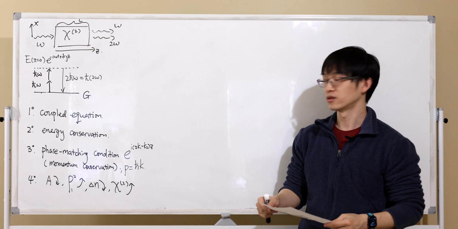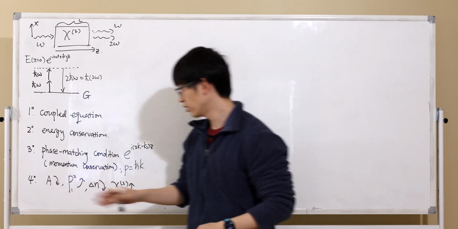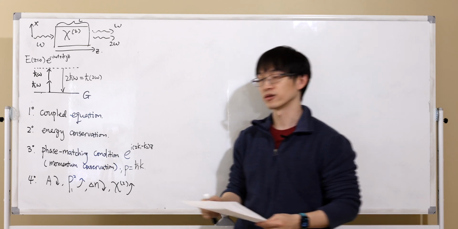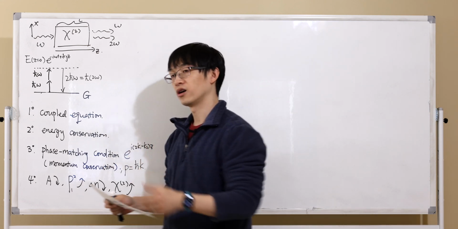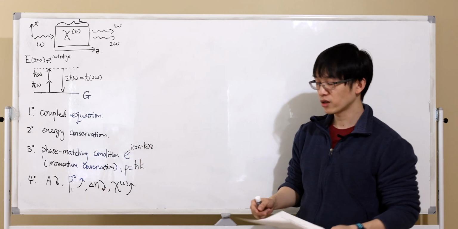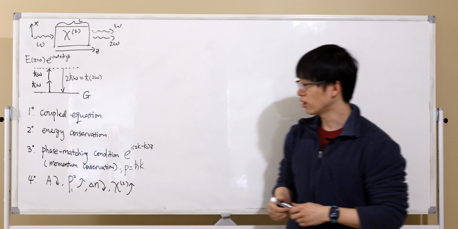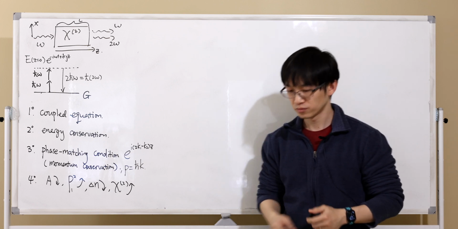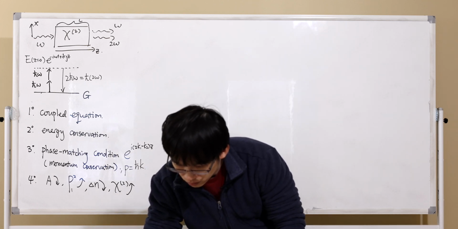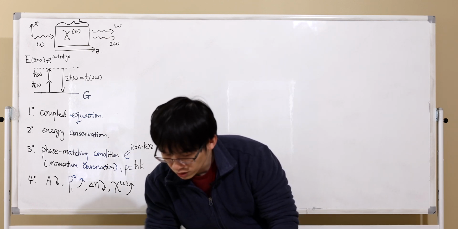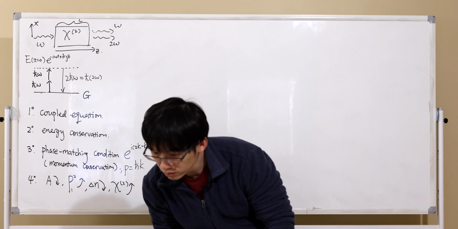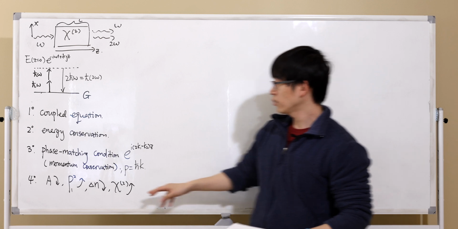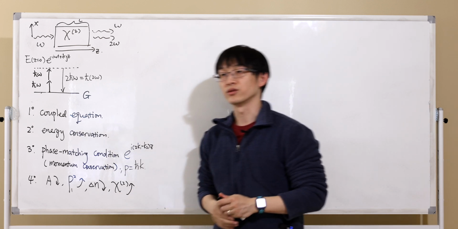So one thing that we haven't really talked about here is that we covered the first three, and the fourth one is just a search for material. You can go online and do that. But one thing we haven't really talked about is what type of material actually has non-zero chi2. So what type of material actually has non-zero chi2?